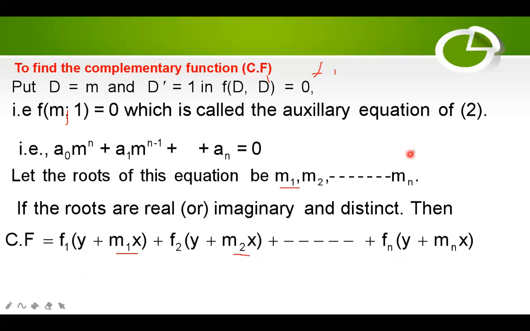Suppose 1, 2 are the roots. How to find the complementary function? f1 of (y + 1 into x), that is f1 of (y + x), plus f2 of (y + 2x). Like that you can write it down.